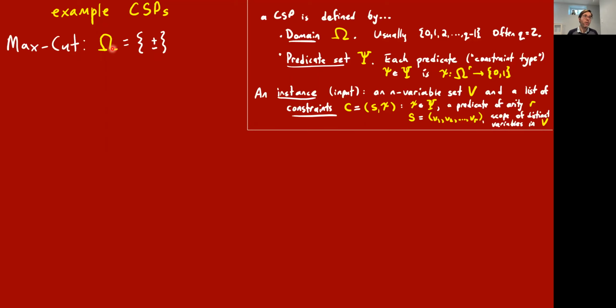There, the domain, I should say, is plus or minus 1. If you imagine you want to assign, let's say, +1 and -1 to each vertex. And the predicate set only has 1 predicate, and that predicate is the not-equals predicate, which maps a pair of plus or minus 1 values to satisfied or unsatisfied. It's really capturing max cut, right? You want to assign 2 values to each of the vertices, and every edge is saying, please cut me. It's like saying, please assign my vertices not-equal values.